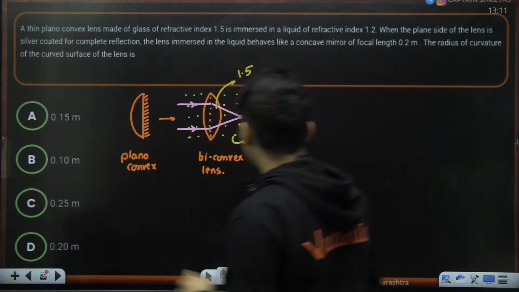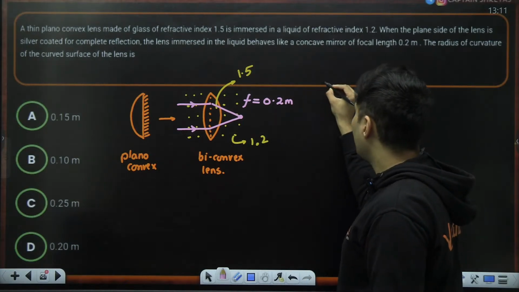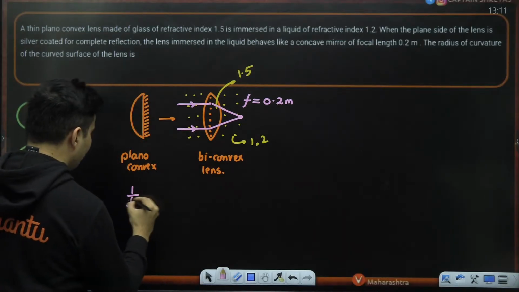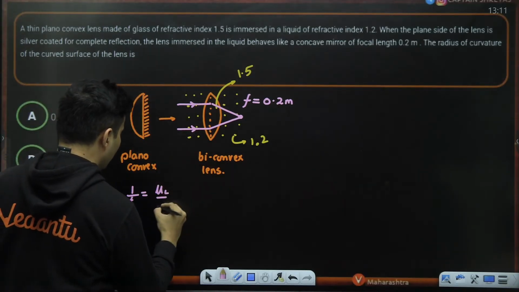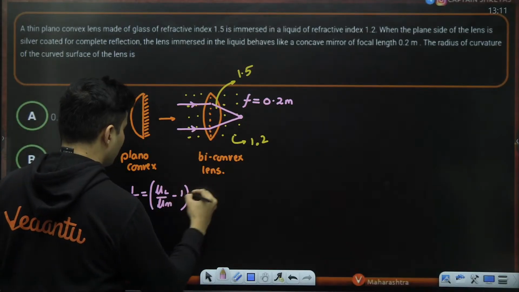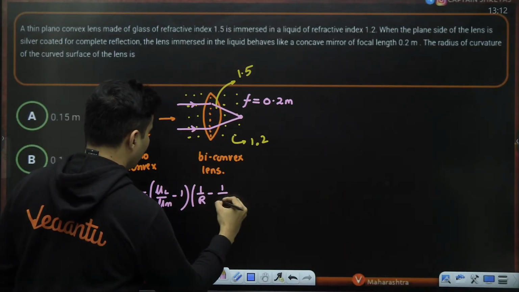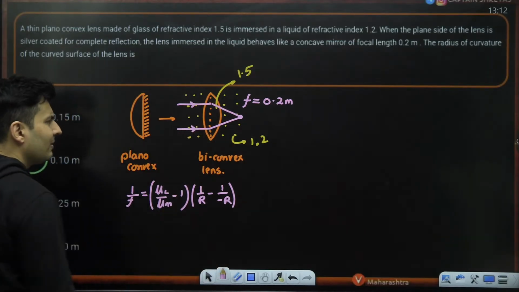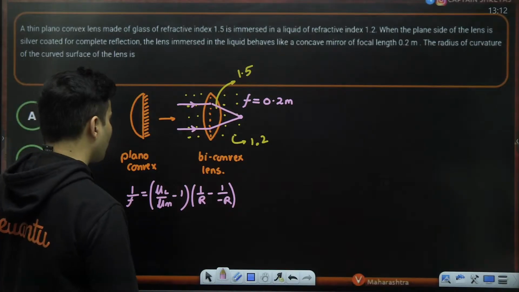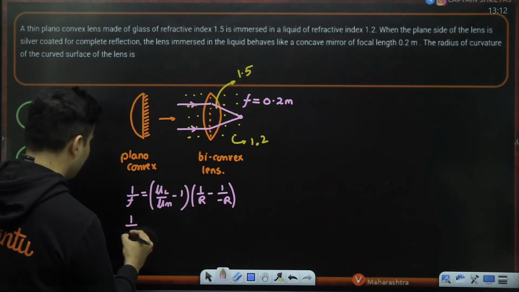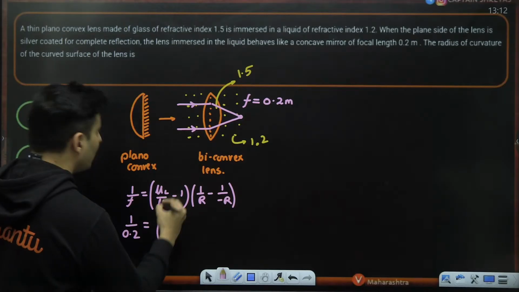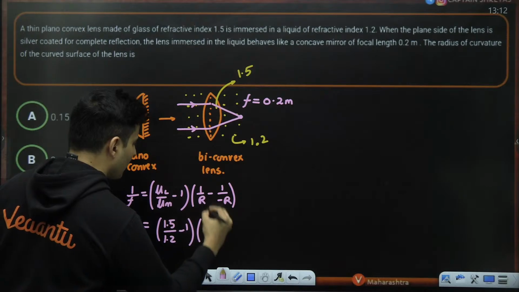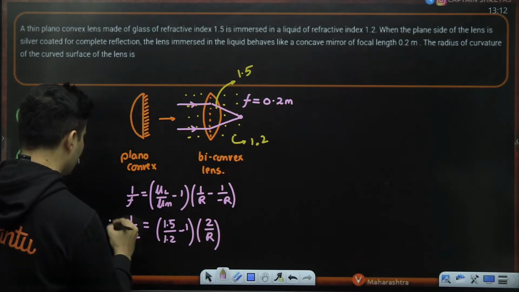So now, just use the lens maker formula. 1 by F is equal to relative refractive index minus 1, 1 by R minus 1 by minus R. Minus R because one will be positive and one will be negative. That's the reason why I have done that. So this focal length is nothing but 0.2 meter. Refractive index of the lens is 1.5, of the medium is 1.2, minus 1. This will be 2 times of R, of course.